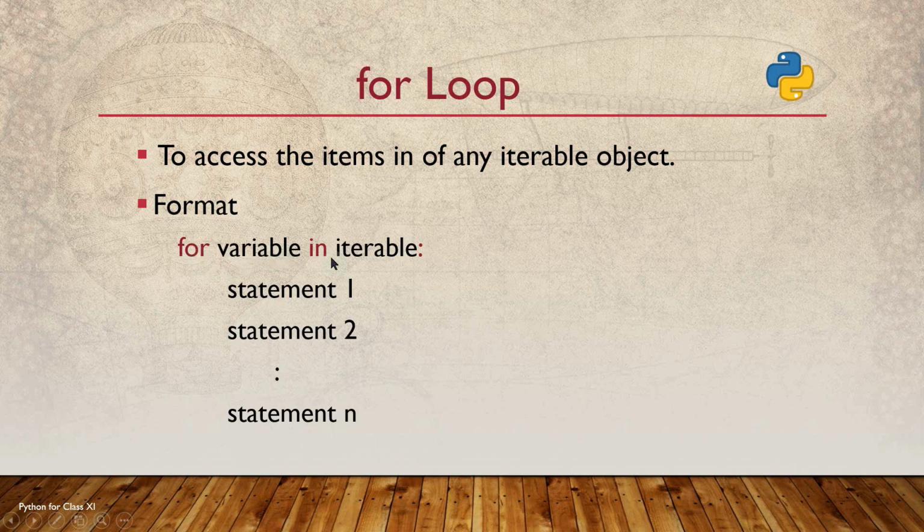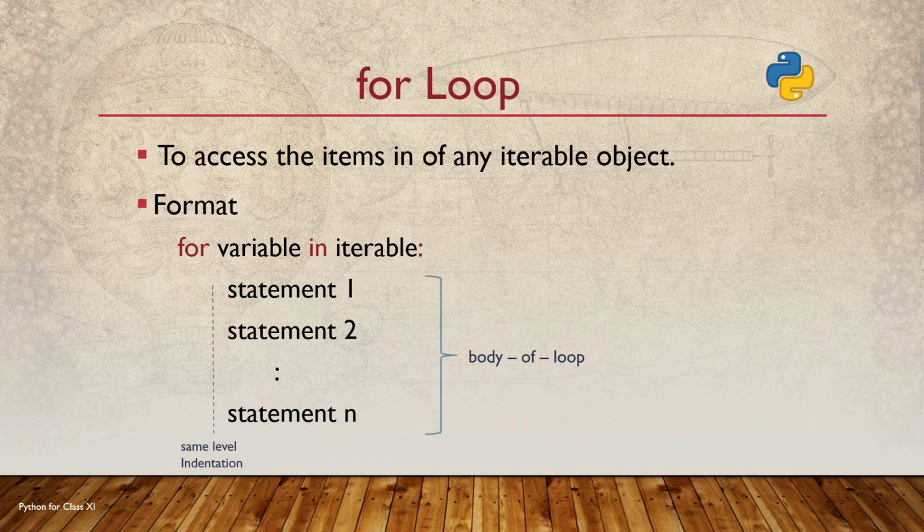If you observe the format of the for loop, we will have a keyword for followed by a variable, and then in is another keyword we need to use. After that we need to mention the iterable object, and at the end we must have a colon. After that we need to use a set of statements. This set of statements forms a block. This block can be called the body of the loop. In Python, these blocks of statements must have the same indentation level.